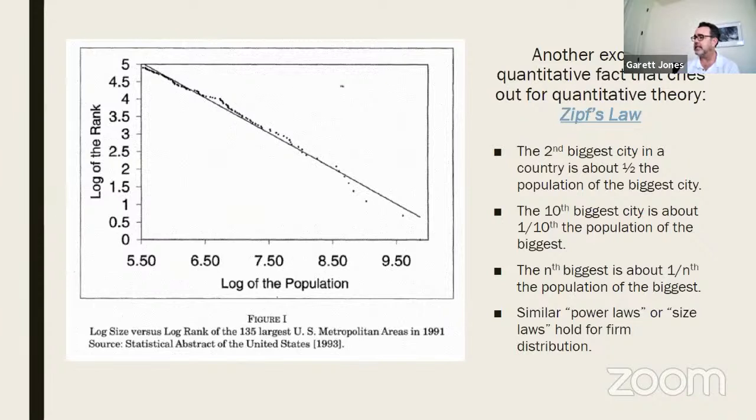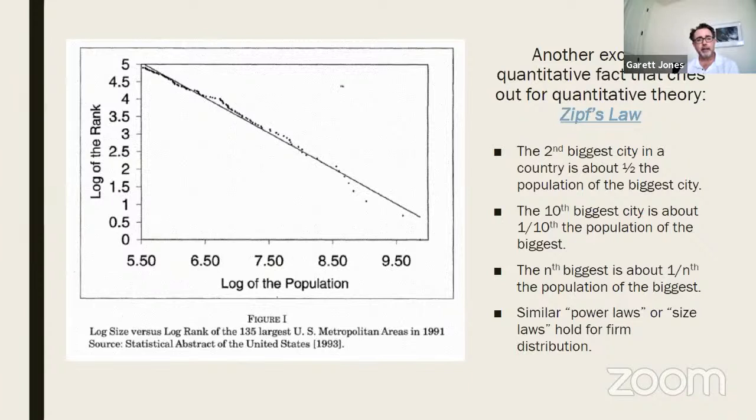The 10th biggest city is about 1/10 the population of the biggest, and so on. And this is an example of a power law. It's astonishing that cities seem to fit this way. It doesn't have to be that way at all, but this seems to be quite common. And similar power laws or size laws seem to hold for the distribution of firm size and a lot of other human behaviors. So Zipf's law is a quantitative theory that cries out for an explanation.